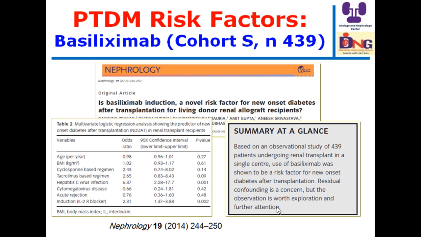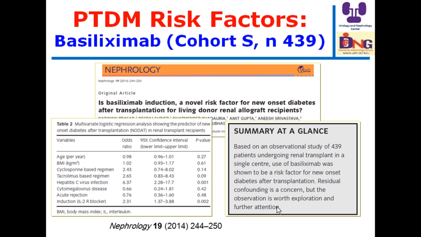The question is why Basiliximab is a risk factor for diabetes. It may be because Basiliximab affects the population of T regulatory cells, since it inhibits CD25. So inhibiting CD25 affects the population of T lymphocytes and the regulatory T cells.